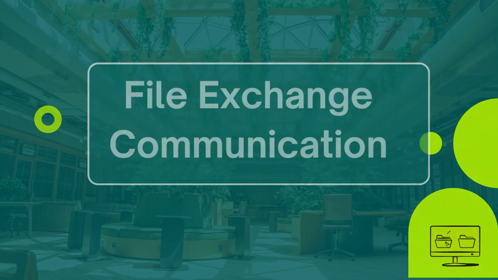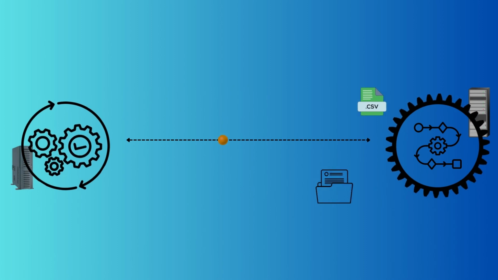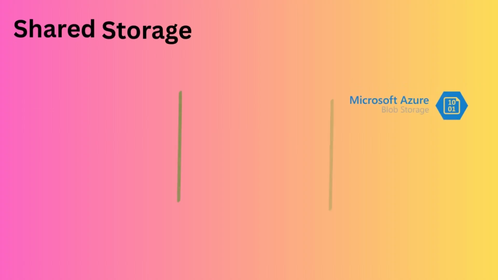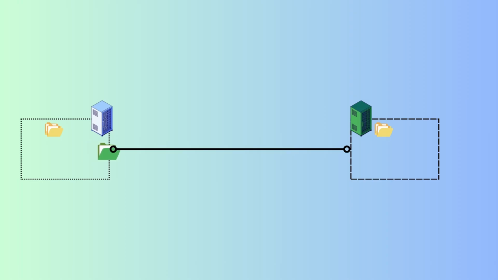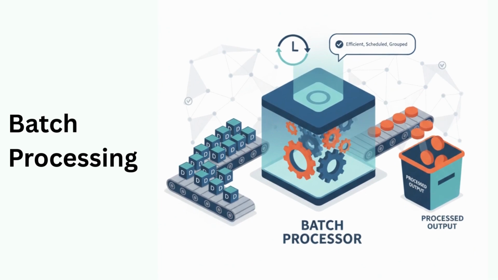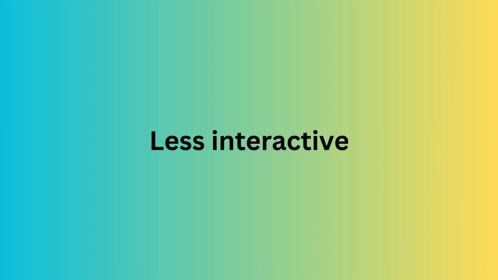Another method, file exchange. Think of it like passing notes in class. Here's how it works. Applications share data using files like CSV, XML, or JSON, often dropped into shared storage such as FTP or SFTP servers, or cloud storage like AWS S3, Azure Blob, or GCP Cloud Storage. Flat files are exported from one system and imported into another, making this approach common in batch processing or when working with older systems. It works, but it's slower and less interactive compared to APIs or messaging.